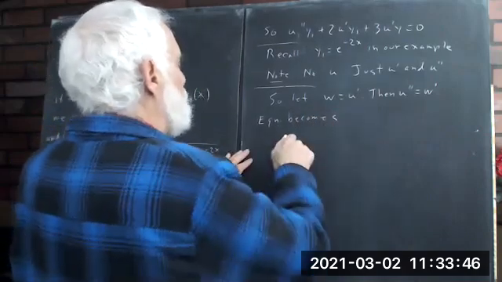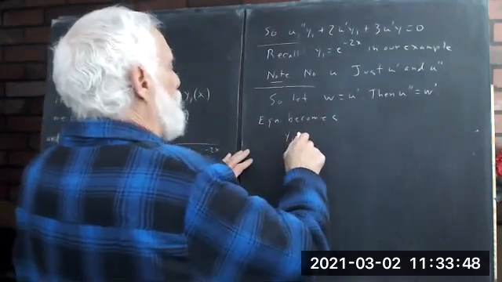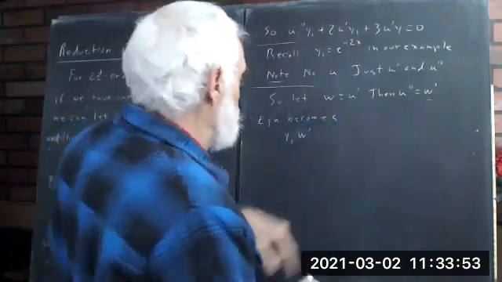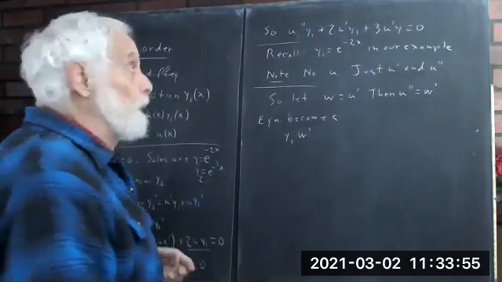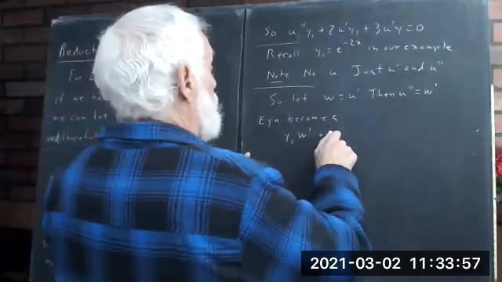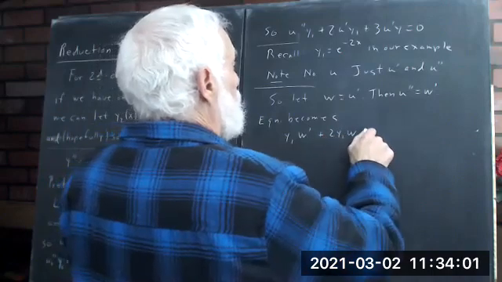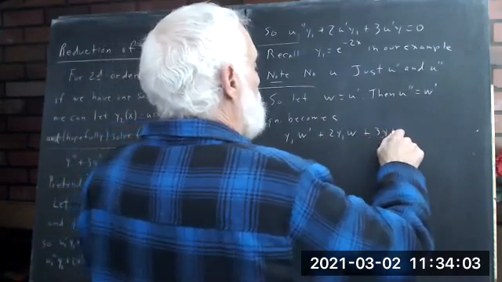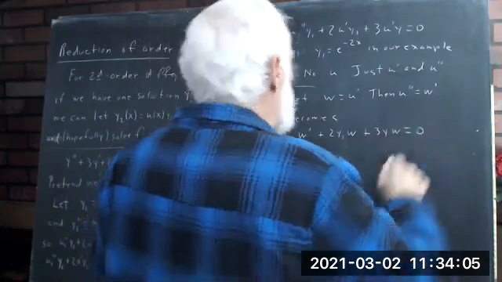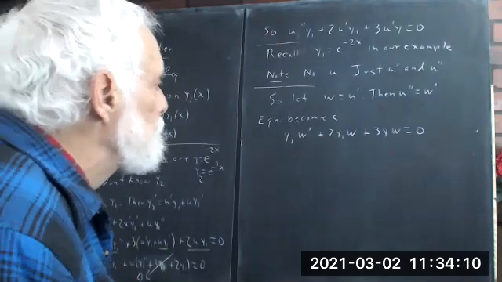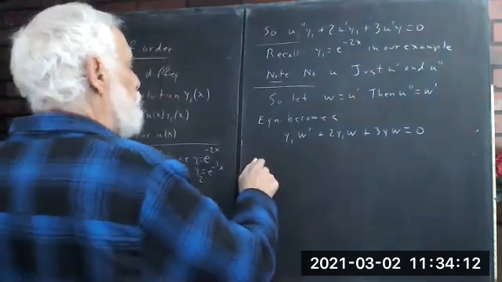The equation becomes, I'll write it this way, y1 w prime. There's y1 u double prime, but u double prime is now w prime. Plus 2y1 w plus 3y w equals 0.